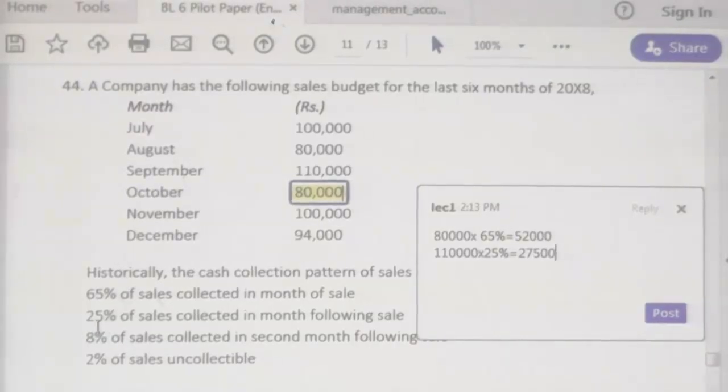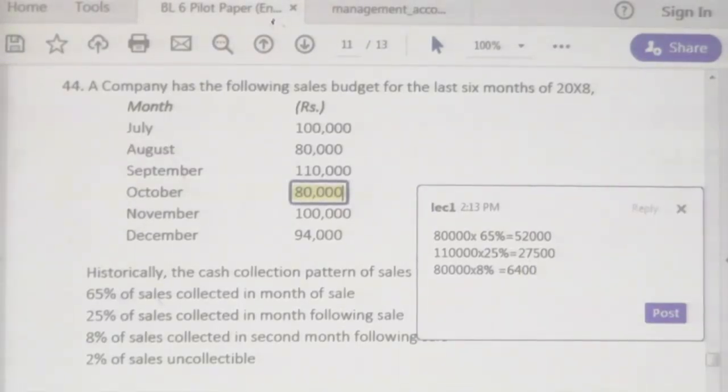Then you know 8% will be collected in the second month. Therefore, in October, 8% can be collected from 2 months ago, that is from August. From August, you can collect 8%. Therefore, August sales, this is August, right? August sales also 80,000. Out of that, you can collect 8%. The value will be 80,000 into 8%. 6,400 can be collected within October.